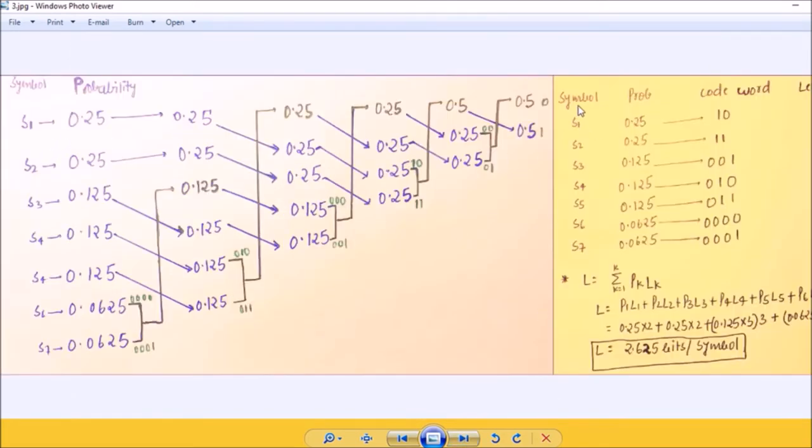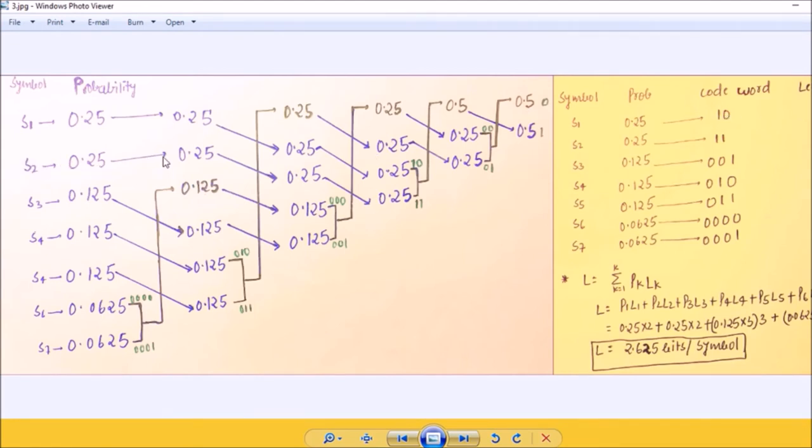See here, write the symbol, write the probabilities and code word. For 0.25, write again this in decreasing order as you have written. Now code word and code length. So 0.25 goes like this, as the cursor is going. See here, arrow, mouse cursor, 10. So 10, code length 2.